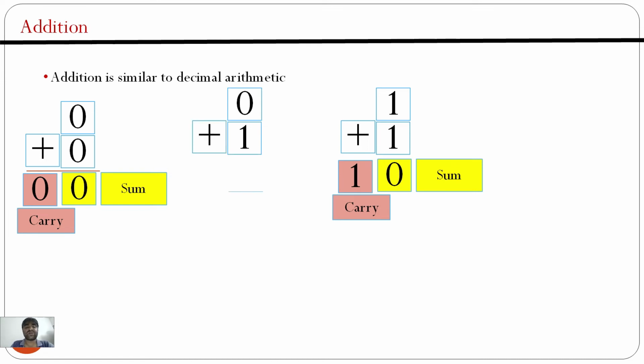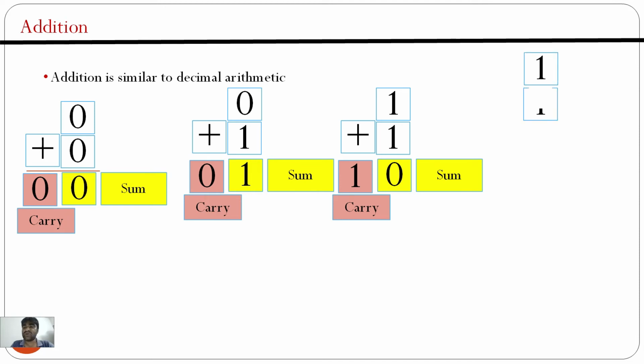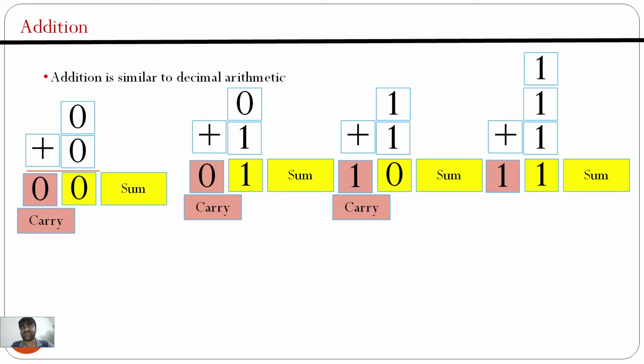0 plus 1 equals 1. So 1 is the sum and 0 will be the carry. Similarly 1 plus 1 plus 1 is 1. Actually 1 plus 1 plus 1 is 3, and 3 in binary is 1 1. So this one will be the sum and this is the carry.